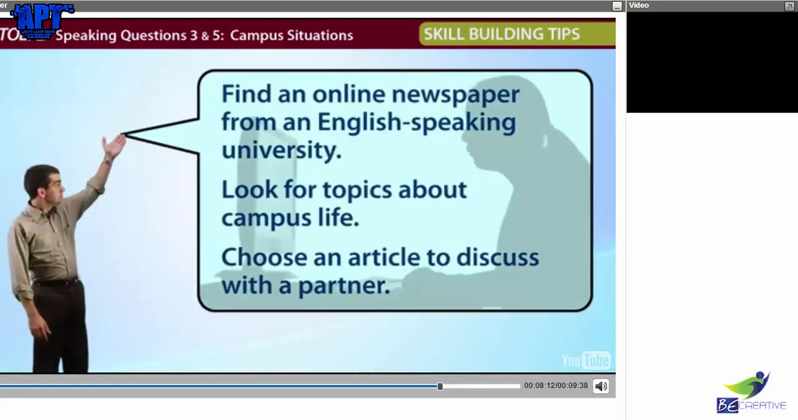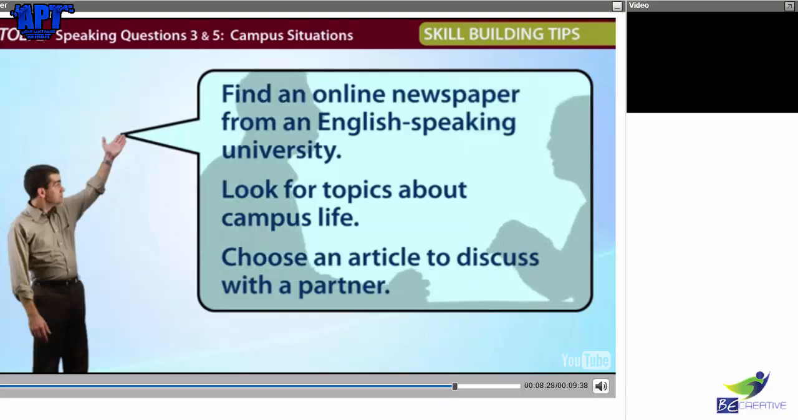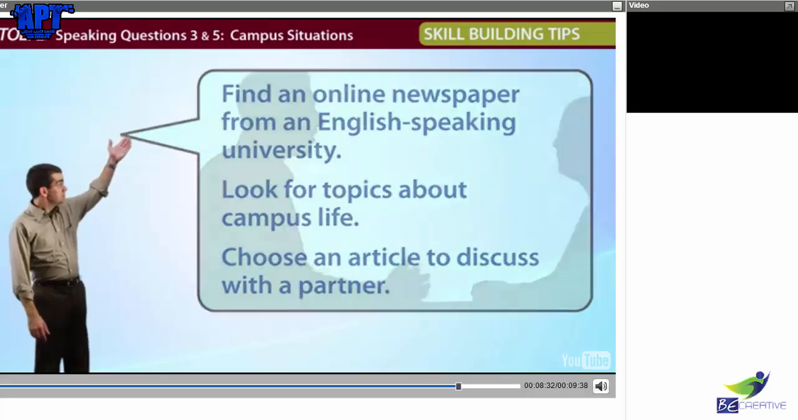1. Find an online newspaper from an English-speaking university. This will be a good source of practice topics for questions 3 and 5. Look for topics like admissions, housing, student activities, registering for classes, school improvement plans, sports, and more. Then choose an article to discuss with your speaking partner or study group.